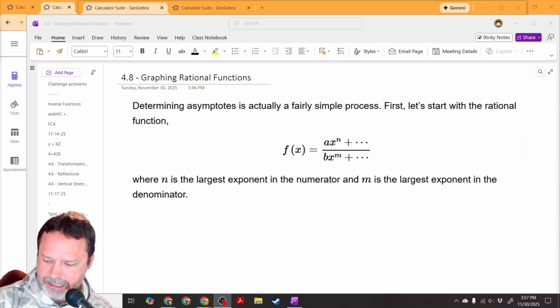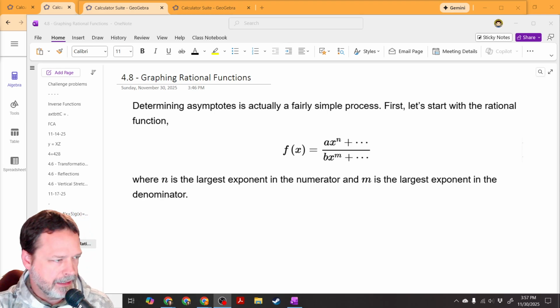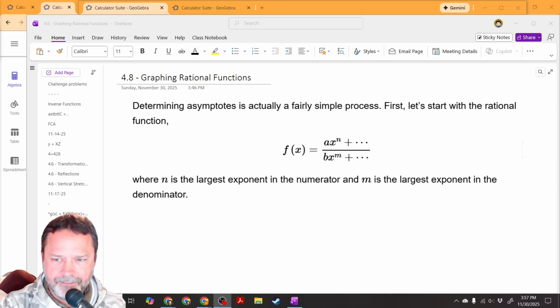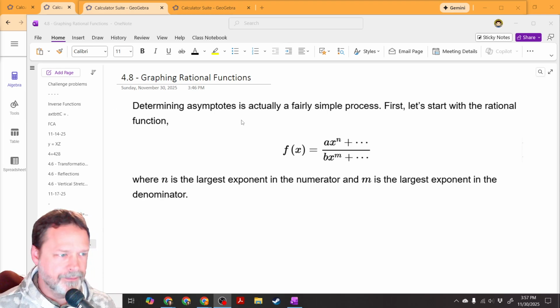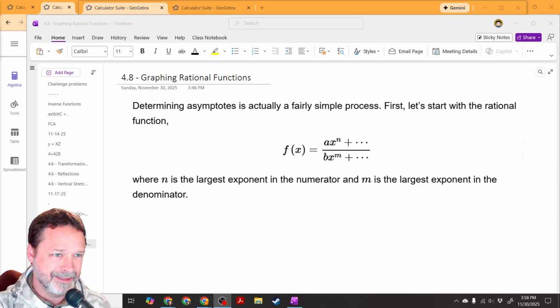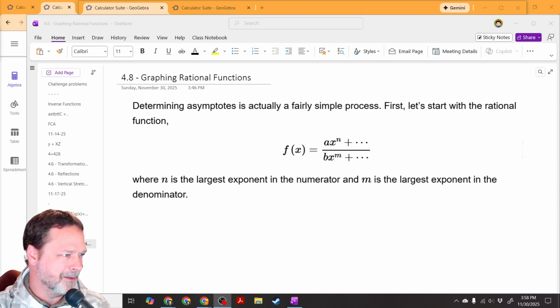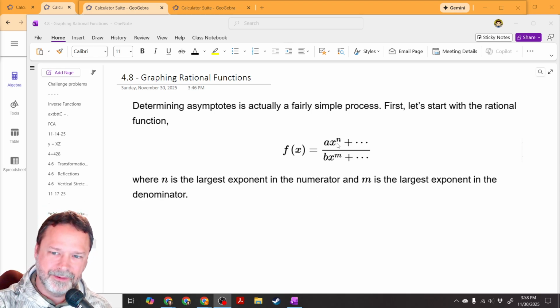And today, this week, we are going over what rational functions are and how to graph them. So, what is a rational function first and foremost? A rational function is something that looks like this that we have on our screen here. It's a ratio of two polynomial functions. That's what it is. All right.